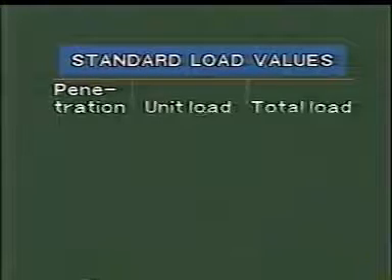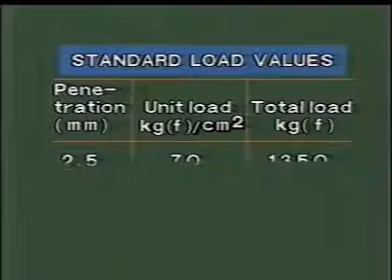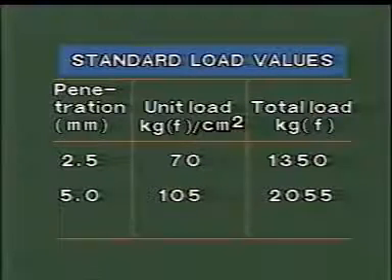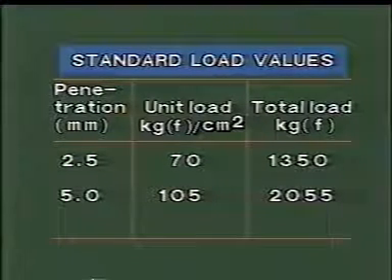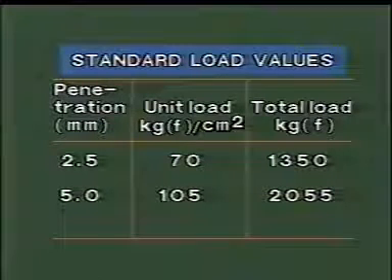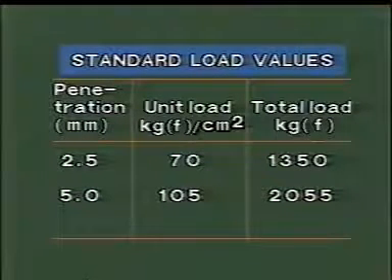Generally, the CBR value for 2.5 millimeter penetration will be greater than that at 5 millimeter penetration, and in such a case the former is taken for design purposes. The results obtained by this test can be used to determine the thickness of flexible pavements using Indian Road Congress specifications.